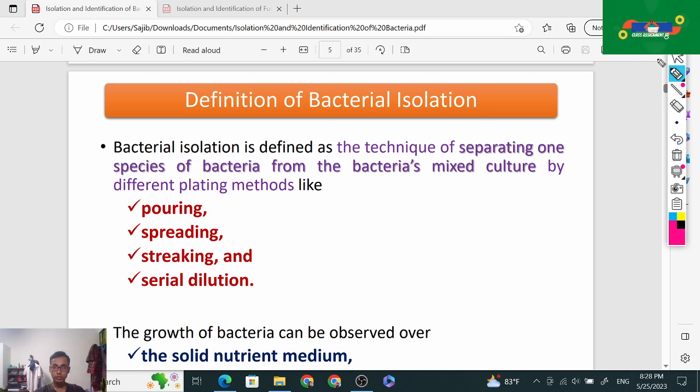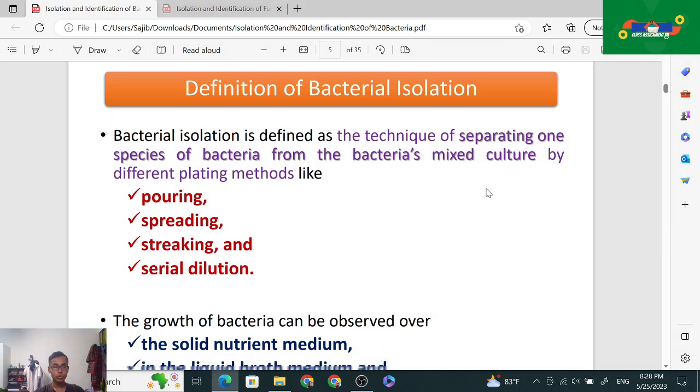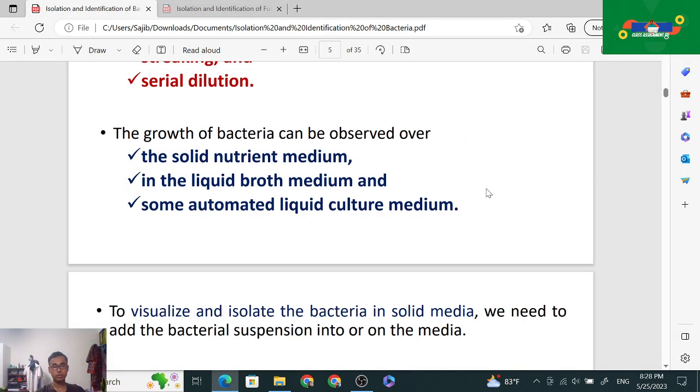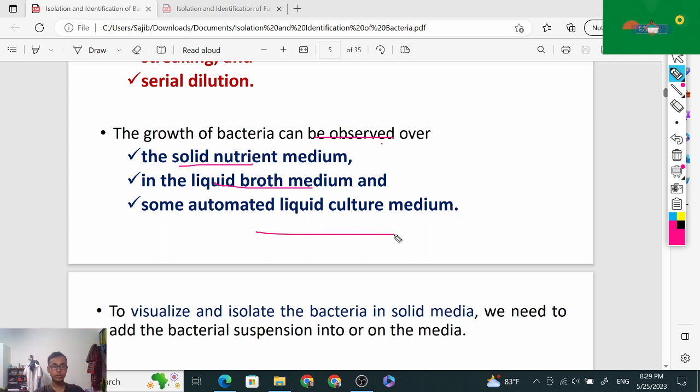Then next, the growth of bacteria can be observed over the solid nutrient medium. Growth can be observed in the solid nutrient medium, then in liquid growth medium, then in some automated liquid culture medium. So these are the places where you can observe this.